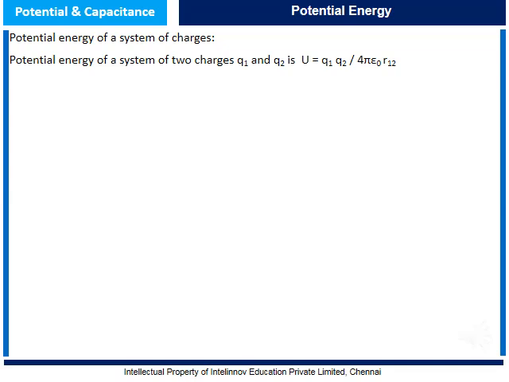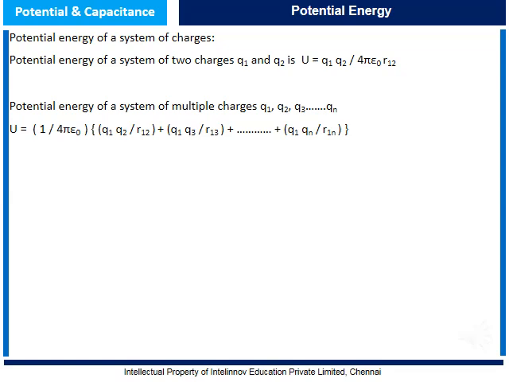Now, the potential energy of a system of multiple charges Q1, Q2, Q3 up to Qn is equal to 1 by 4 pi epsilon naught into Q1 Q2 by R12 plus Q1 Q3 by R13 up to Q1 Qn by R1n. Here, the position of the first charge Q1 is taken as the arbitrary point, and the distances to all other charges are measured from this point. The potential energy of a single charge is Q into V.